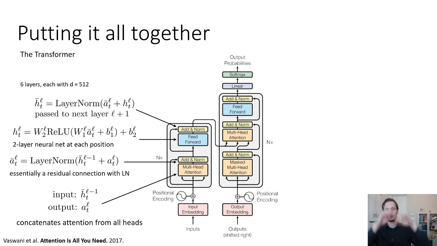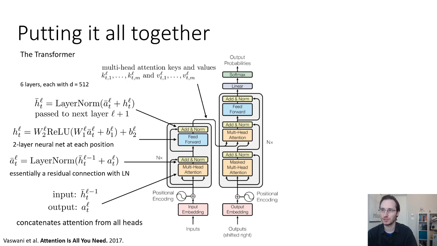Now, once you've run the encoder all the way forward, you will have computed 6 of these blocks, and at every block, you will have a different H bar TL. And it's these H bar TLs that are actually going to be passed to the decoder. So in order to pass it to the decoder, they actually compute multi-head attention keys and values. So KT1L through KTML and VT1L through VTML for m different heads. I believe the number of heads is 8. And they do this at every one of those 6 layers. So these Ks and Vs are really the thing that the decoder is going to use, and they come from HT bar L. Okay, so that's the encoder.